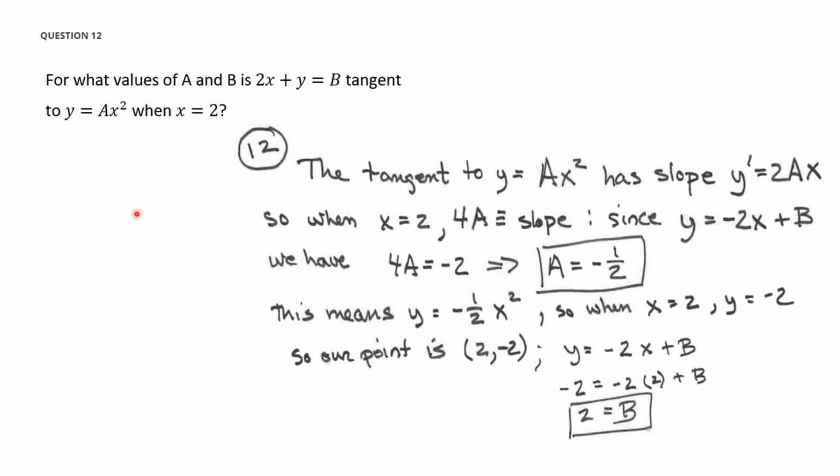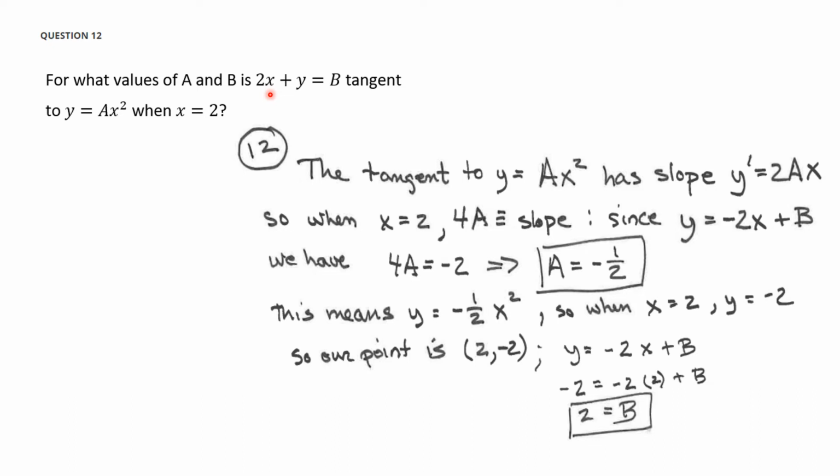This is problem 12. It asks, for what values of capital A and capital B is 2x plus y equal to b tangent to the curve y equals ax squared, and that is when x is equal to 2. So let's go into the solution.